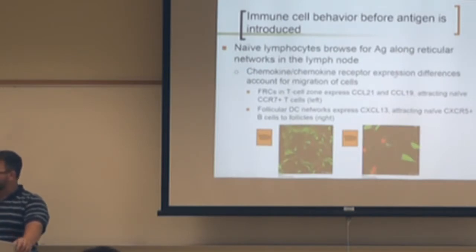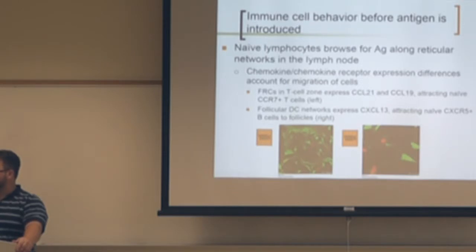Again, chemokines binding to chemokine receptors account for the different migration of cells. So the FRCs in the T cell zone express CCL21. So your question is, how do they know? It's because the FRCs are expressing CCL21 and CCL19. That attracts naive CCR7 positive T cells. And then the follicular dendritic cell network that's in the B cell zones expresses CXCL13, and that attracts CXCR5 positive B cells.